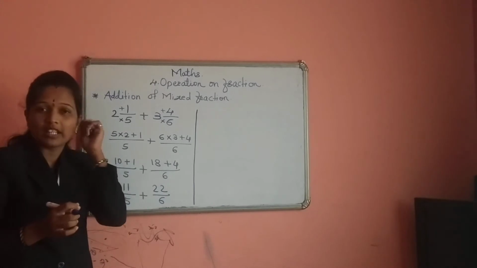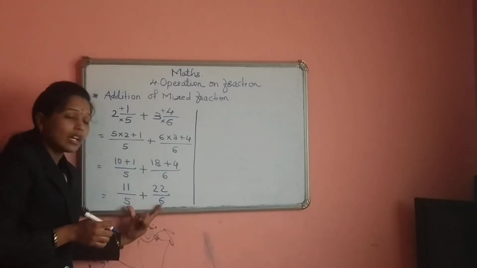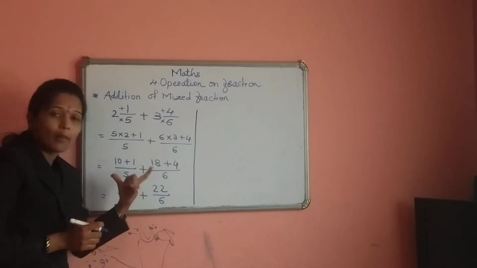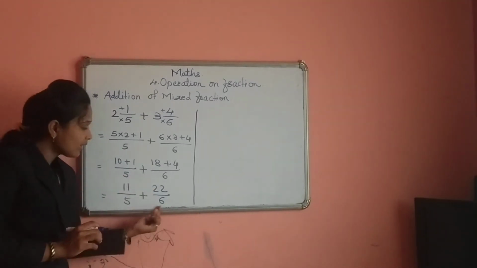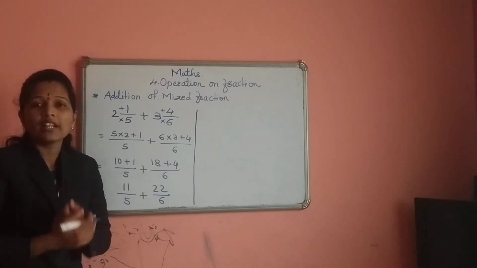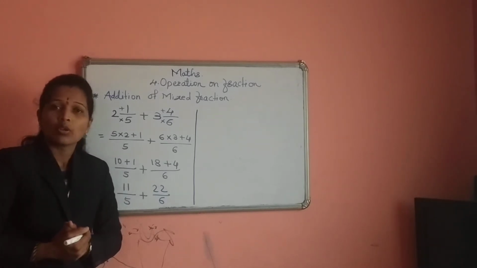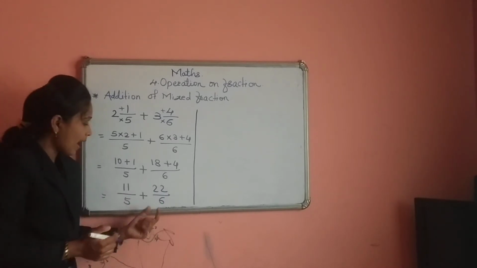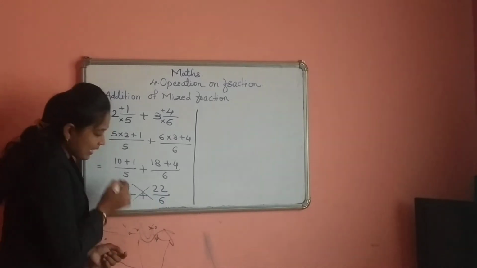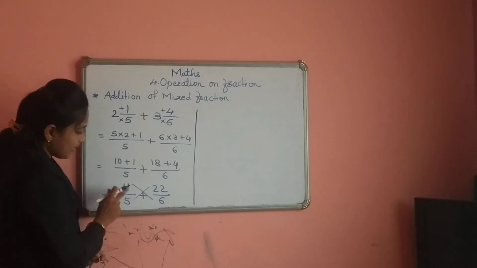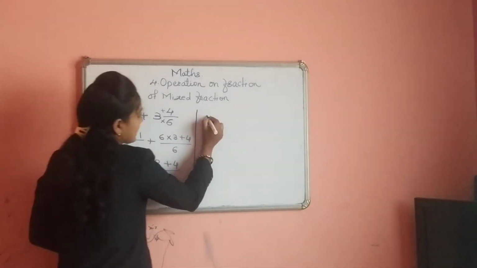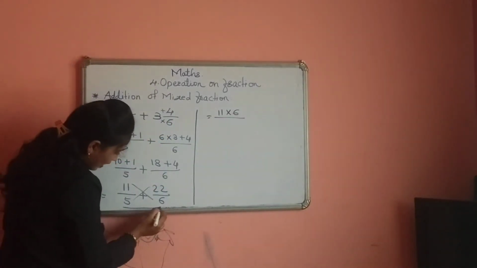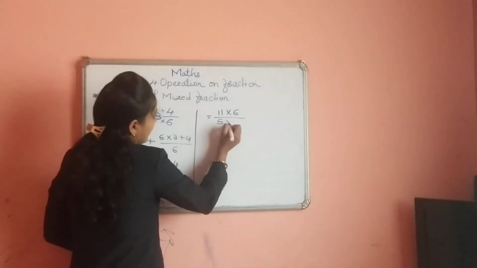Now if you observe, in our first example the denominators are the same, so we can take the denominator one time. But in this situation, the denominators are not the same. So what can we do here? In 5th standard we learned that whenever the denominators are different, we have to use the cross multiplication method. Cross multiplication means 11 multiplied by 6, and the denominator side 5 multiplied by 6.